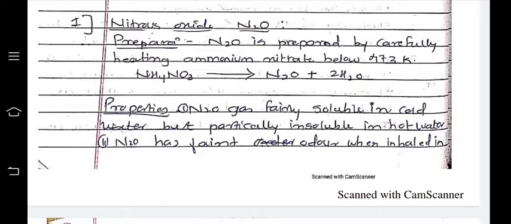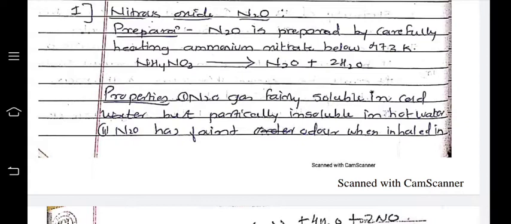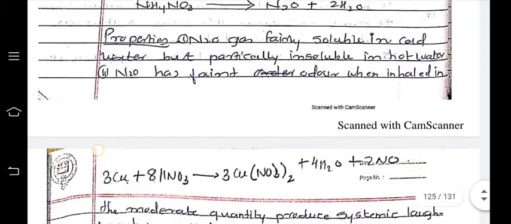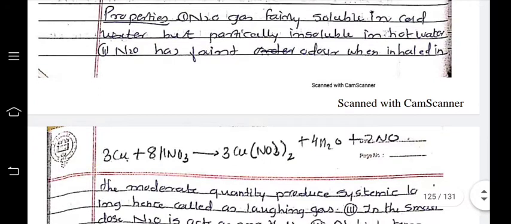Next is nitrous oxide N2O preparation. N2O is prepared by carefully heating ammonium nitrate below 473 kelvin. NH4NO3 gives N2O and H2O. Properties: N2O gas is fairly soluble in cold water but partially insoluble in hot water.